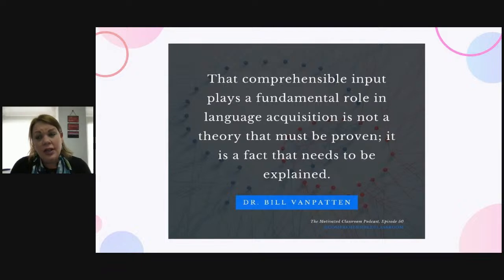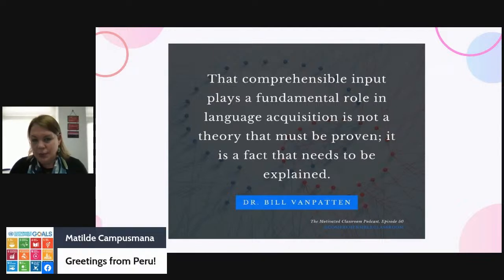I was fortunate enough to have him as my professor in my master's and PhD courses at the University of Illinois. He is an outstanding scholar. He has contributed a lot to the field. And he says that comprehensible input plays a fundamental role in language acquisition is not a theory that must be proven. It is a fact that needs to be explained.